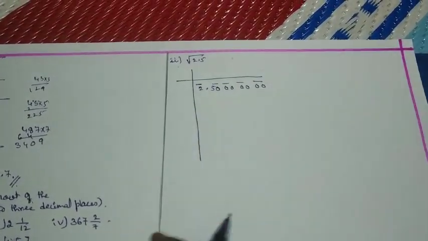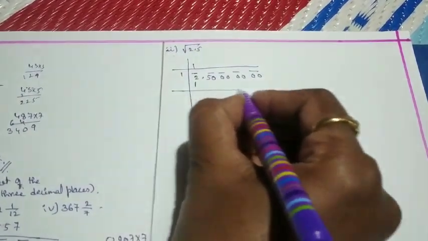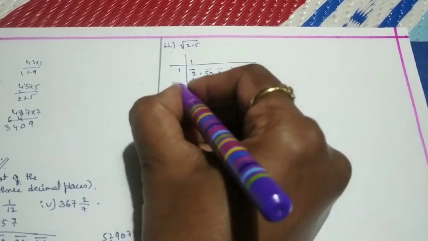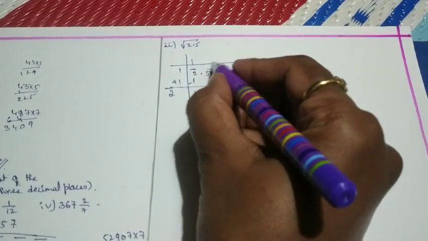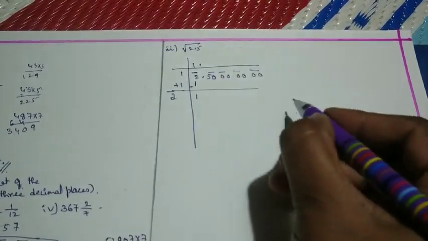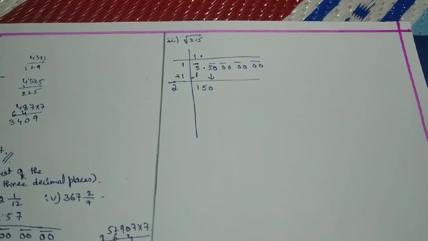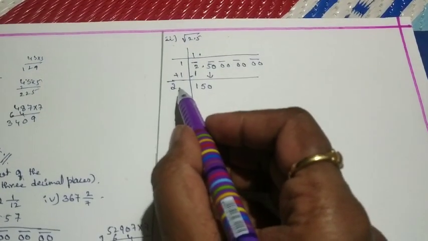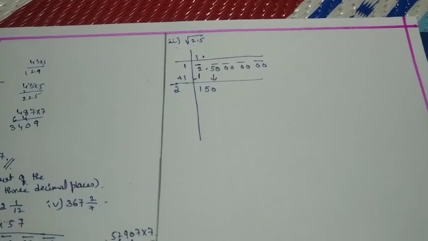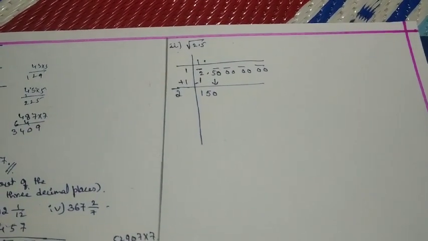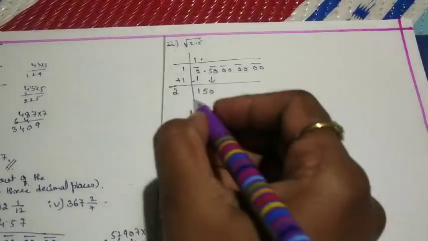Nearest to 2, the perfect square is 1. So 1 ones are 1, the square number we need to take, children. So 2 minus 1 is 1, and add up 1, so you'll get 2 in the divisor. Since we are moving towards the decimal part, put the decimal point in the quotient. Then bring down the next period, 50. If I write 5 in the ones place, it becomes 25, 5 fives are 125. If I write 6 in the ones place, then 26 into 6 is 156, which is greater than 150. So I'll go for the preceding one, that is 5.